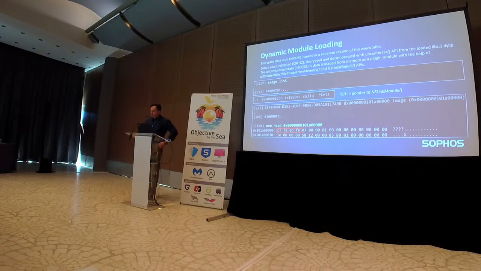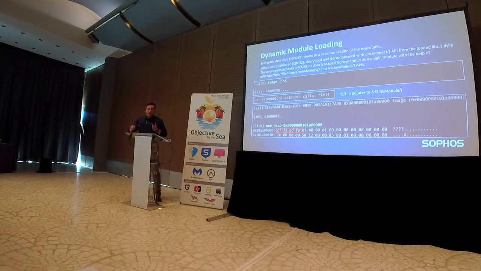Now, what happens next? The code is doing dynamic module loading. The way it's doing that, it locates an encrypted data stub in its own executable, which is around 300 to 400 kilobytes. Do you remember that flat entropy, that corresponds to this compressed chunk of data? It lifts it from the executable file, and then it decrypts it, and calls the uncompress API from the loaded libz dylib. So it uncompresses that chunk of data in memory, which becomes almost a 900 kilobyte buffer.